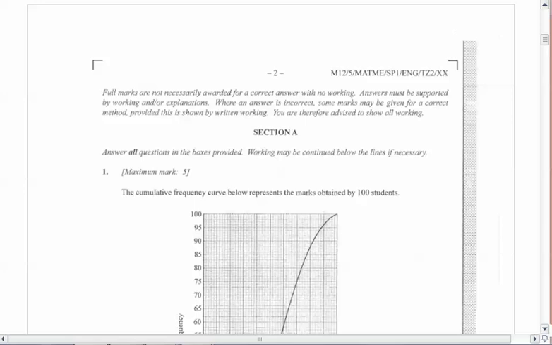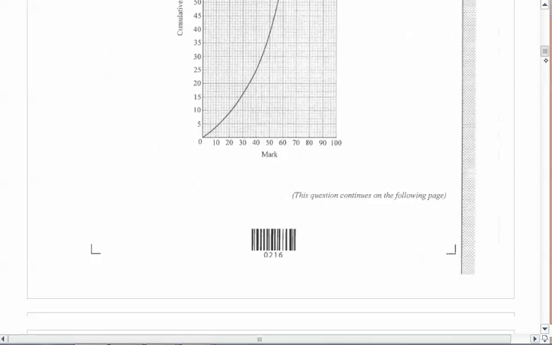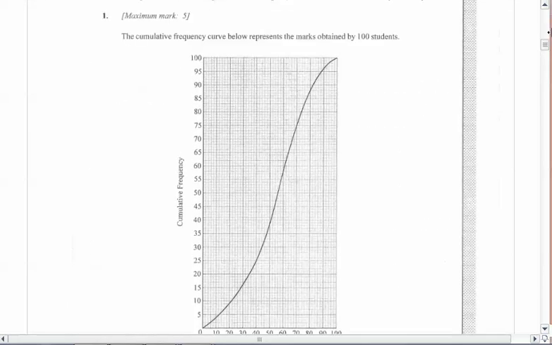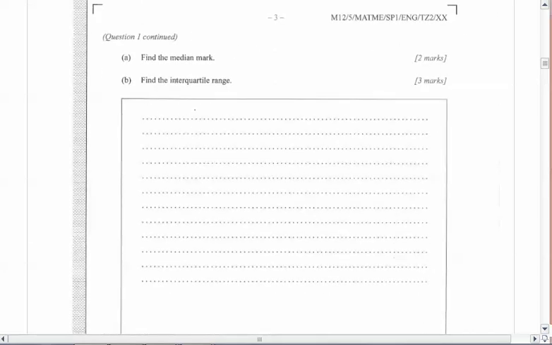The first question is statistics. We want to find the median mark from an ogive. Basically you look on the y-axis and take your halfway point. Half of 100 is 50. You go across until you hit your graph, then go down to the x-axis, and we can read that it is 52, 54, 56. So the median is 56.